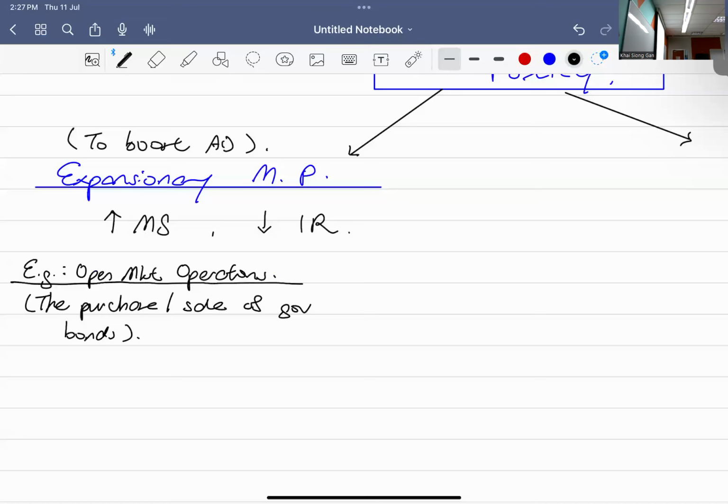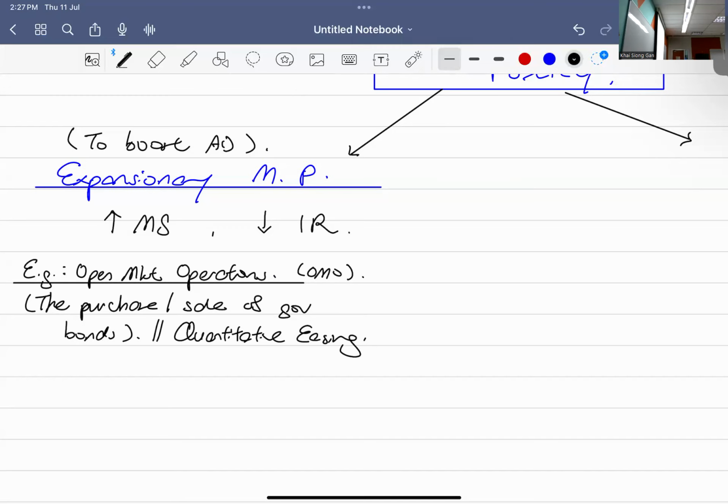Sometimes when you read the textbook, it's called quantitative easing. It can also be called quantitative easing. So when you see the word open market operation, OMO, or quantitative easing, basically you are referring to the purchase or the sale of government bonds to influence the money supply.